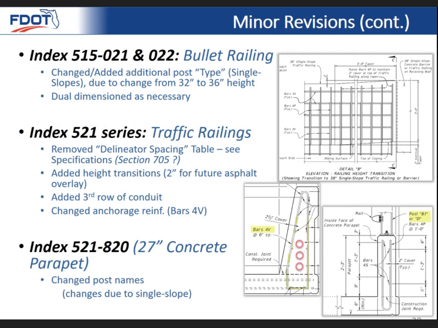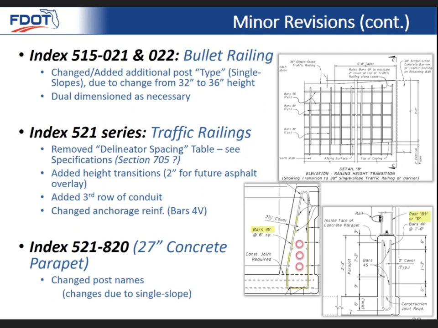Then for the traffic railings on bridges, we removed the delineator spacing table, which the spacings will be included in the specification. I have a question mark there next to section 705 because it's not in the current spec, but I presume it will be in there in July when these become effective. So don't send me an email on that one.